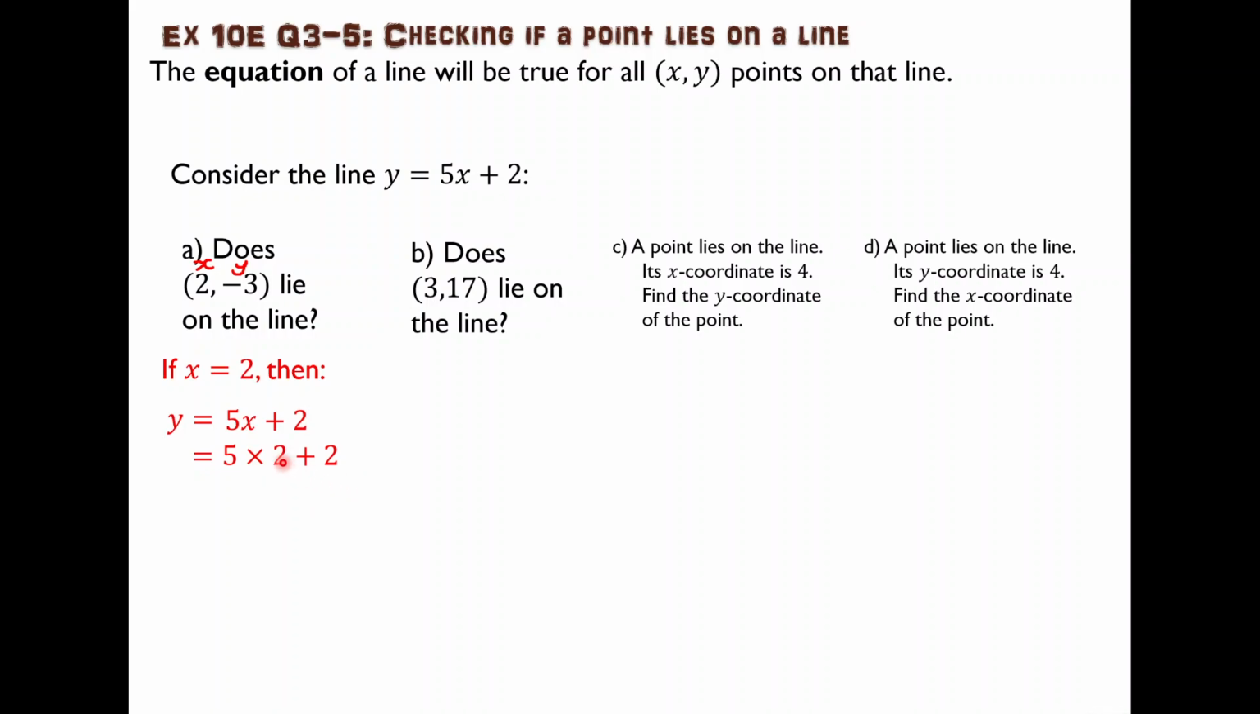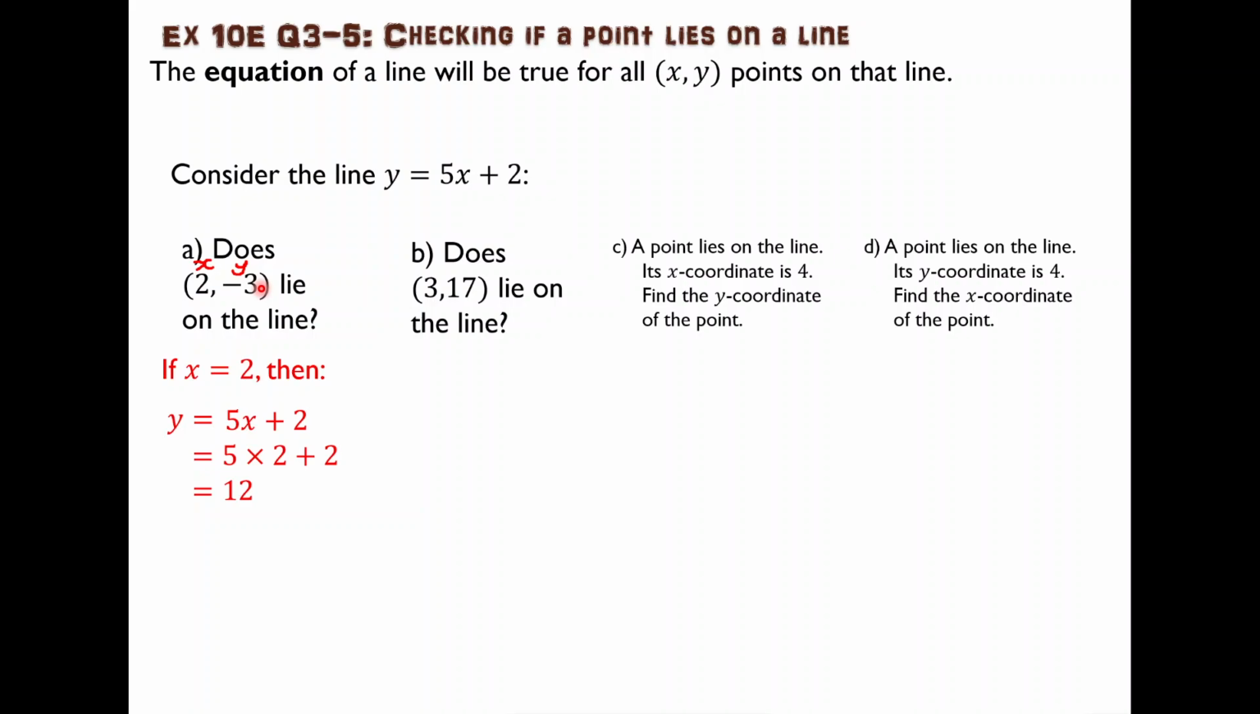I need to do my BEDMAS, so I do multiplication first. 5 times 2 is 10, 10 plus 2 is 12. So apparently, if x is 2, then y would be 12. Hang on, but it's not, is it? It's negative 3. We have a contradiction.